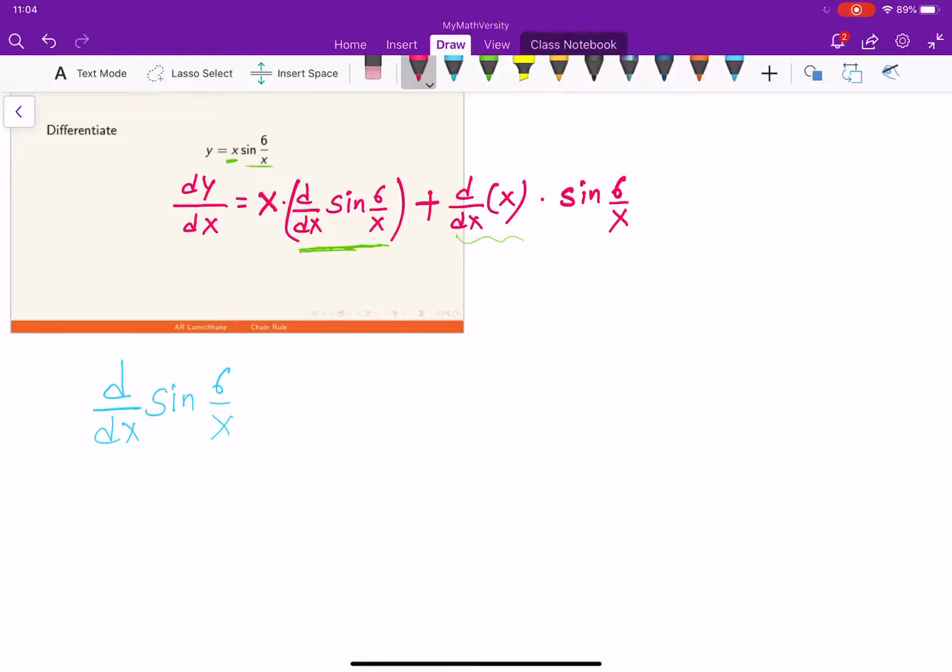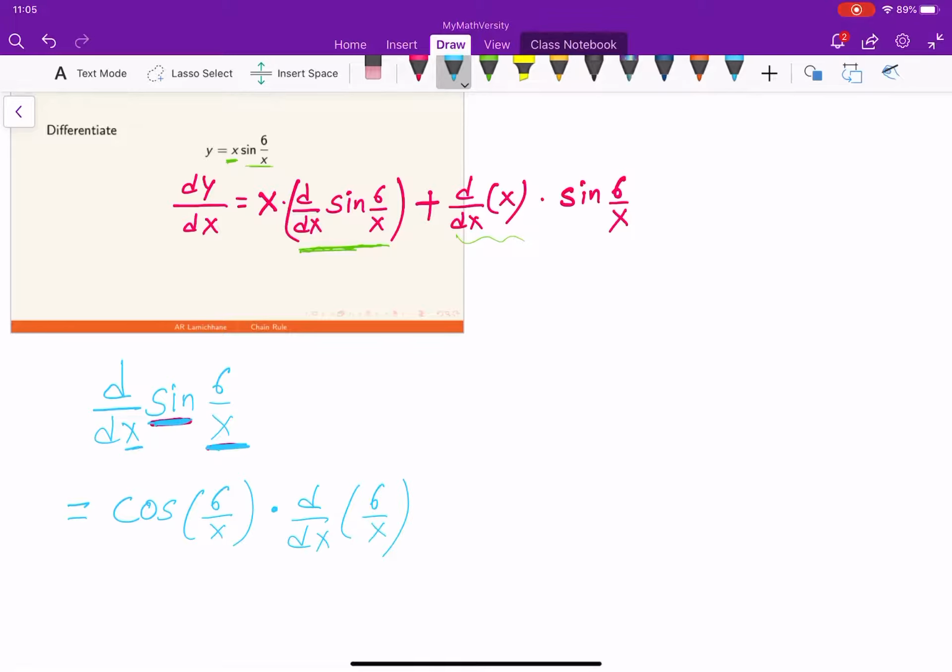Why is it not easy to directly find the derivative of sine of 6 over x? Because we have a composite function, the sine function composed with 6 over x. If we have a composite function, which rule do we apply? Chain rule, right? So let's apply that then. We need to know the derivative of sine x with respect to x, which is cosine x, right? We compose that with 6 over x, so this will be cosine of 6 over x. But since it is composite, we also need to multiply by the derivative of 6 over x. That's the proper use of the chain rule.